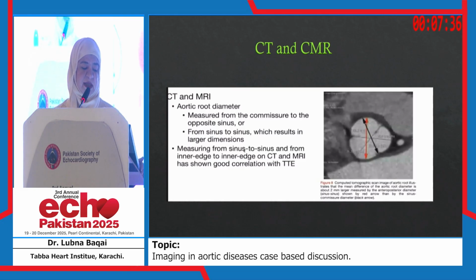Now come to the CT and the CMR. For the aortic root diameter, CT is the gold standard. You can measure from commissure to the opposite sinus, or you can measure from sinus to sinus. But measuring from sinus to sinus and from inner edge to inner edge on CT and MRI has shown good correlation with the transthoracic echo.